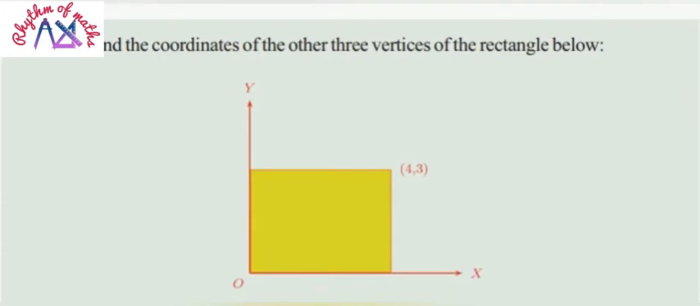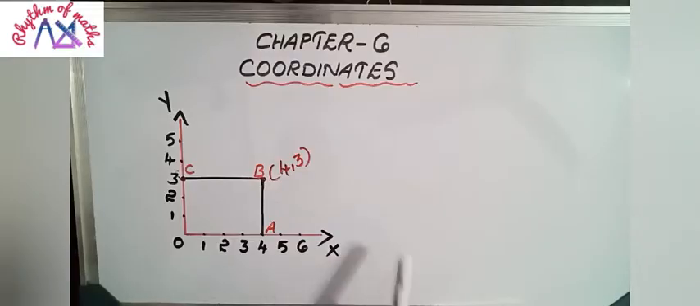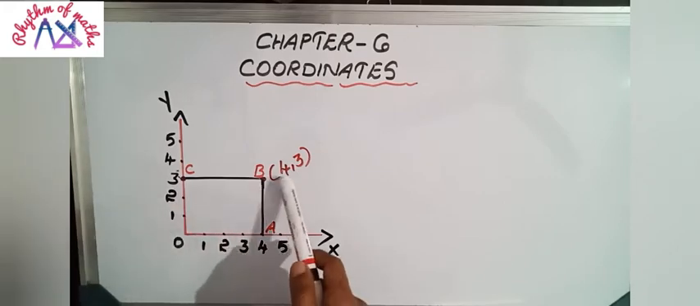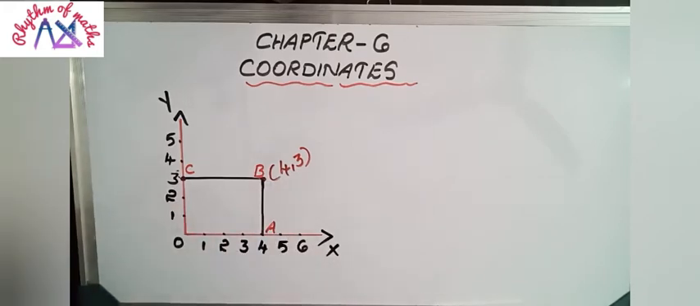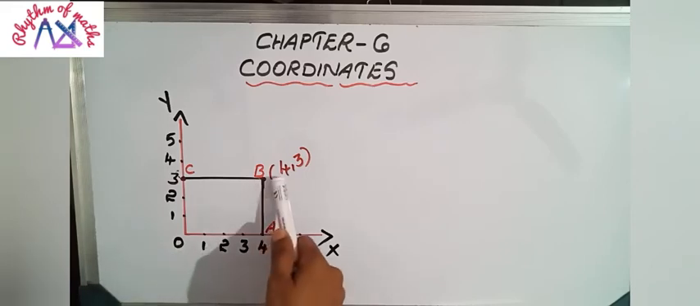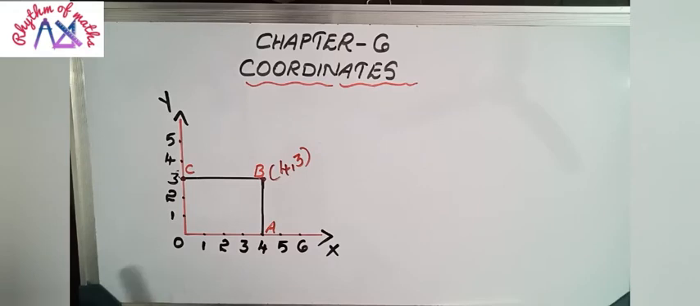Next is question number 2. Find the coordinates of the other three vertices of the rectangle below. One coordinate is already given, so we have to find the other three. Here one rectangle is given in the first quadrant, with the point (4, 3). We have to find the coordinates of the other three points. The four vertices are O, A, B, C, and we have to find the coordinate of each point.